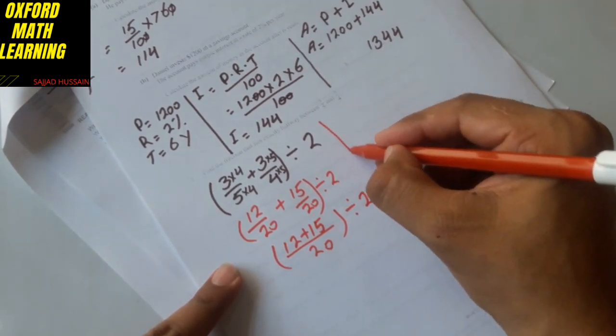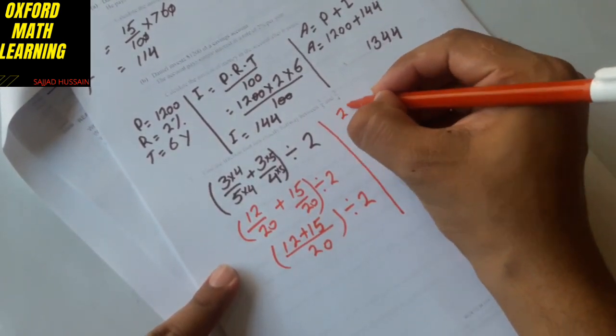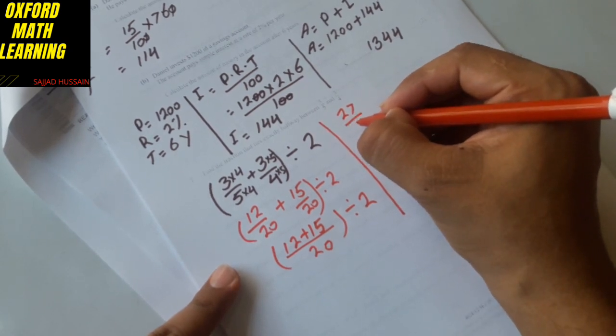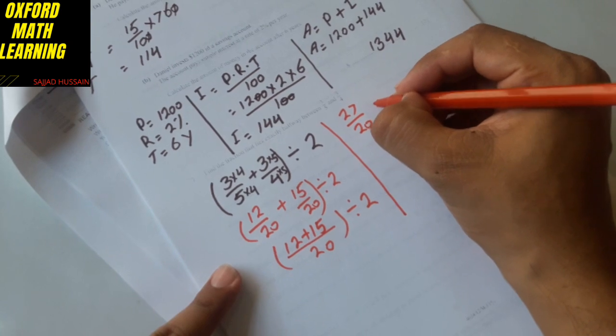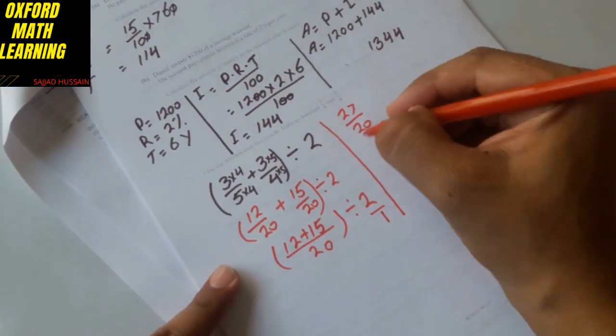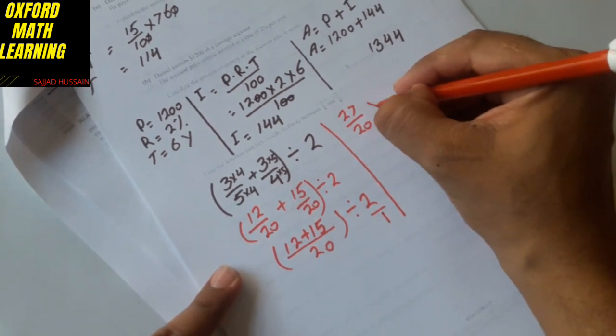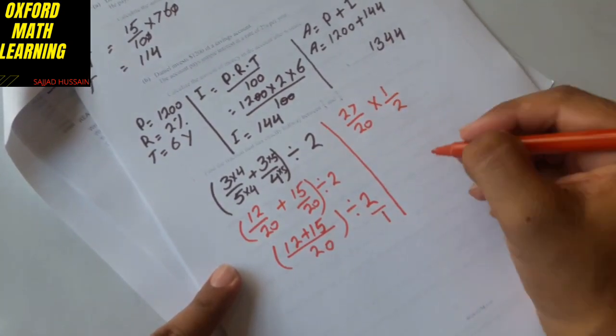So 12 plus 15 is 27. Then 27 divided by 20 over 2. The division sign can be written with the denominator as 1. The division sign will change into multiplication and this will be flipped. This will become 1 over 2.